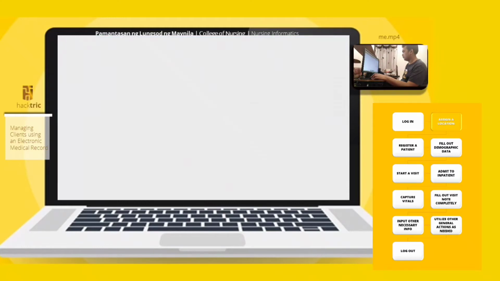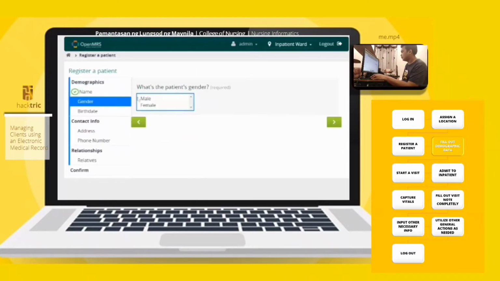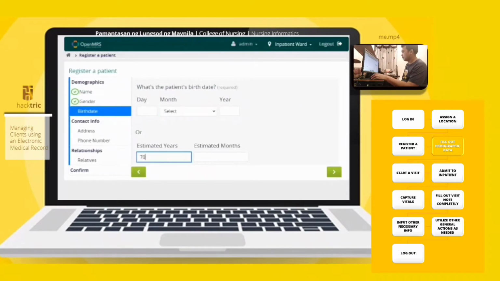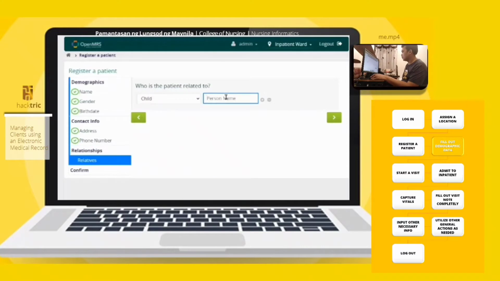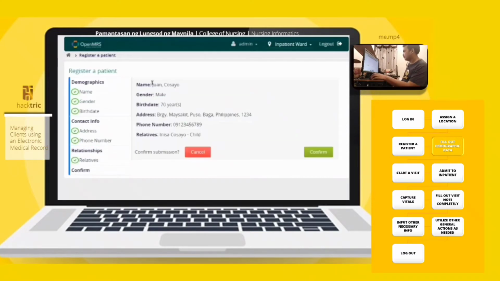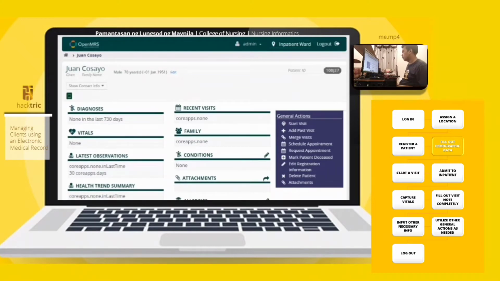After logging in, register your patient. So our sample patient for today is Juan Cosayo. He is a male, 70 years old, haven't gotten his birthday though. Enter his address, then his phone number. He is accompanied by his daughter, then recheck all details and click confirm if everything is already correct. Now, because I have not input the birthday of the patient, the system automatically inserted the first day of 1966, which is probably the year when the client was born.